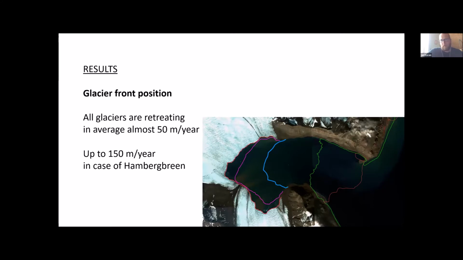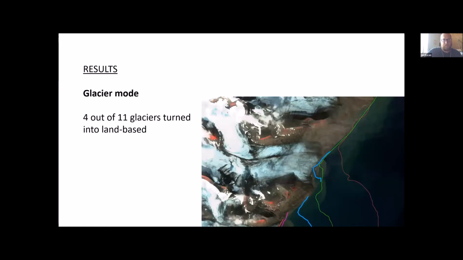So if we somehow want to generalize the findings, we can say that the glacier fronts of all the glaciers are retreating on average almost 50 meters per year during the 50 years from 1970 till present. And the fastest retreating glacier is the Hamberg Brand, the one that is connecting to Hornsund. In this case, it's up to 150 meters per year, which is quite amazing. So you can see the change even from one year to another quite easily.